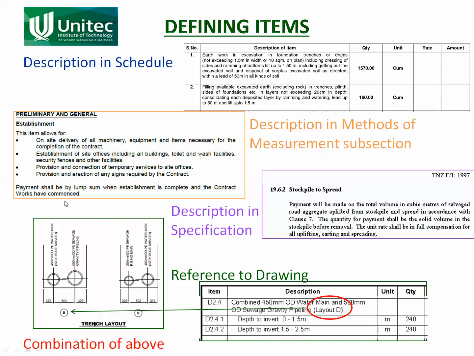So the first part is the methods of measurement. It's defining what the actual work is. The second part, the payment part, is the basis of payments. When are you going to get paid?